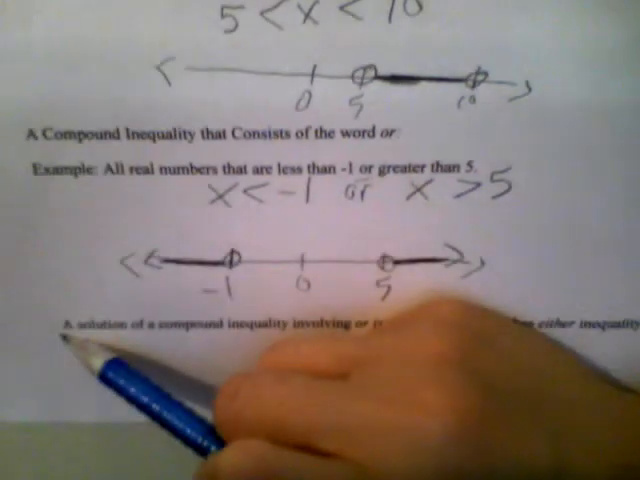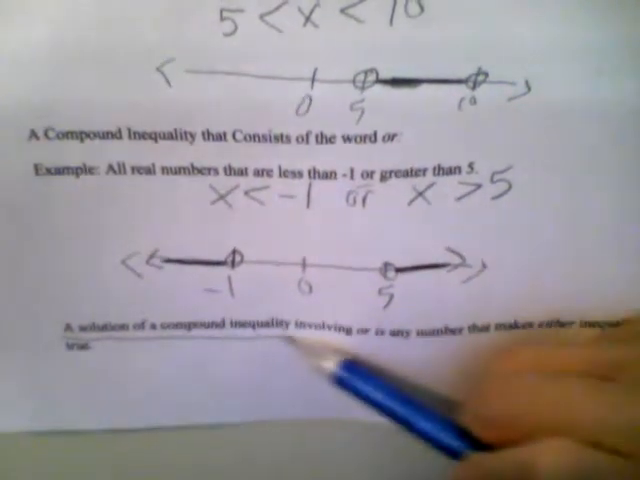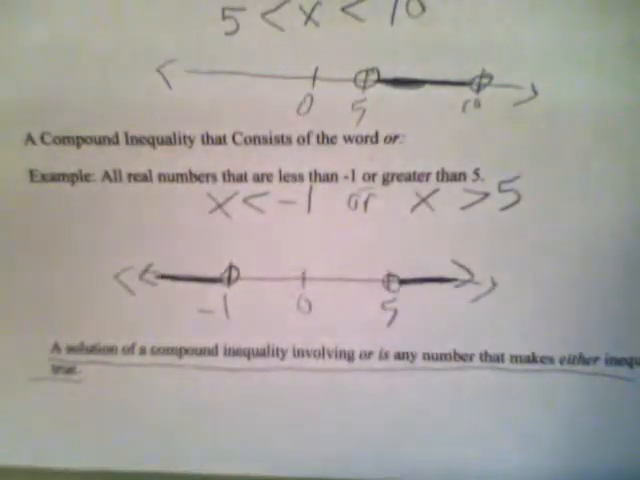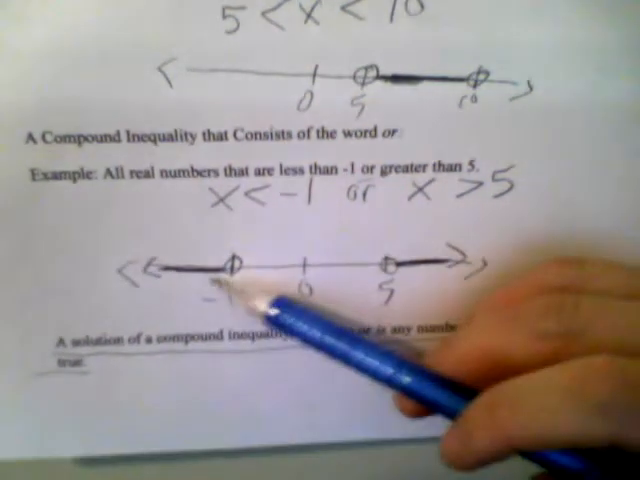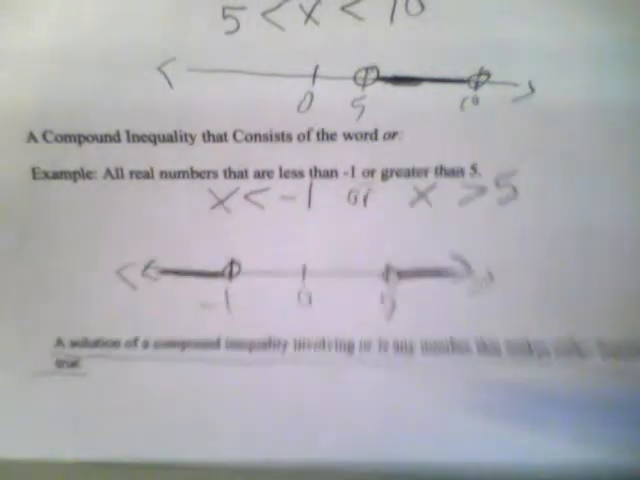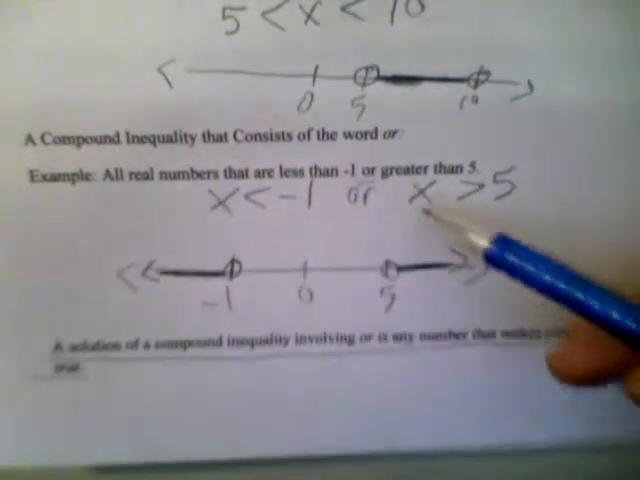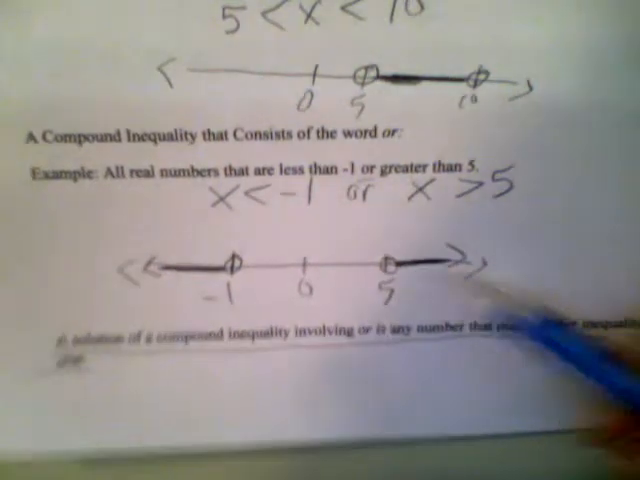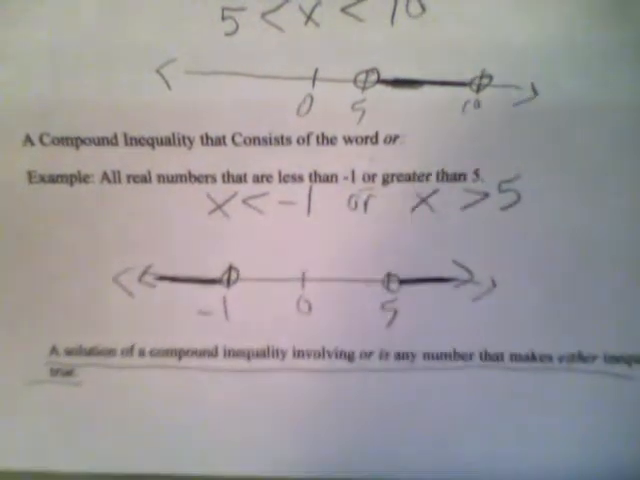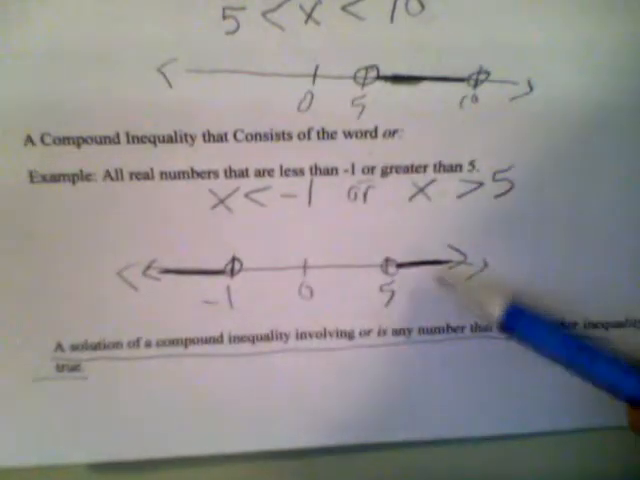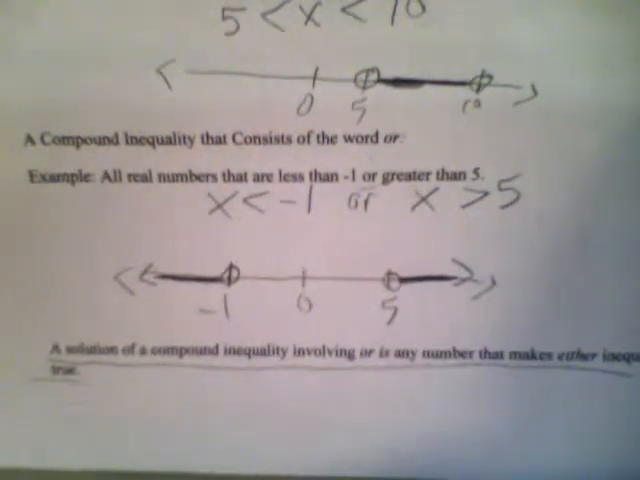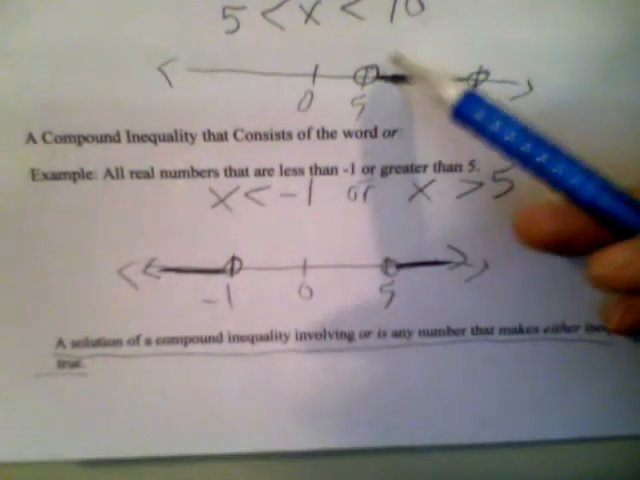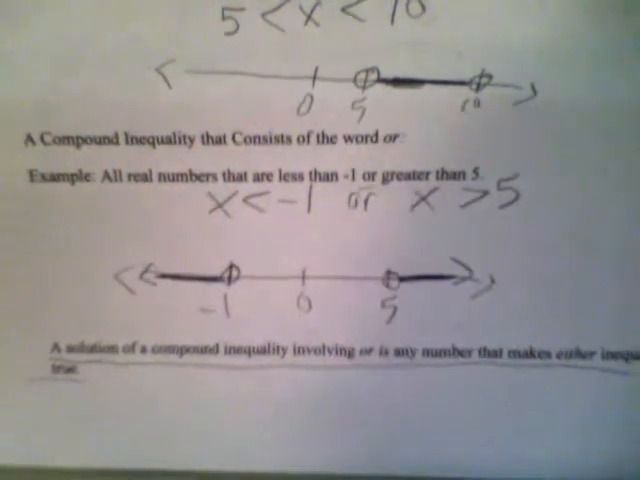Go ahead and underline this sentence. A solution of a compound inequality involving or is any number that makes either inequality true. So the solution can be either the x is less than -1, any number to the left of -1, or a solution of this compound inequality can also be any number to the right of 5. So for this one, there's two sets of numbers that can satisfy the inequality. Whereas with the other inequality, there's only one section of numbers that would be able to satisfy it.